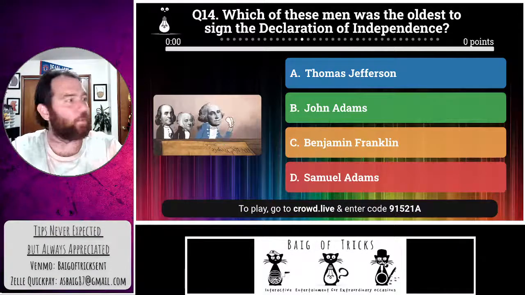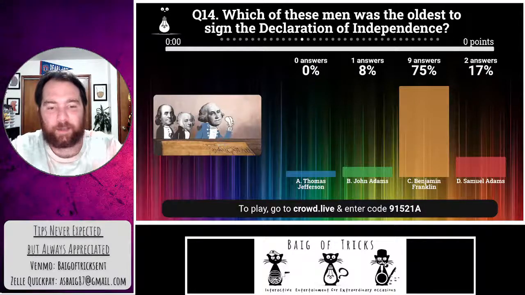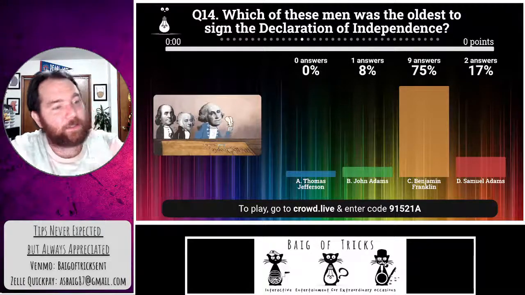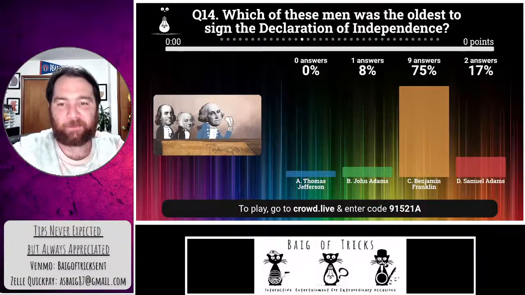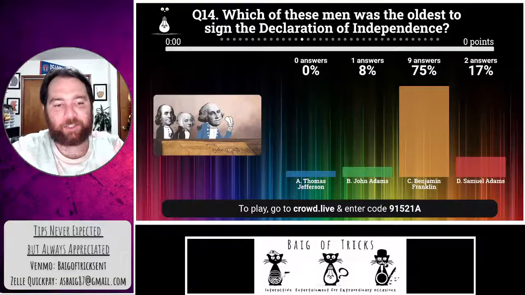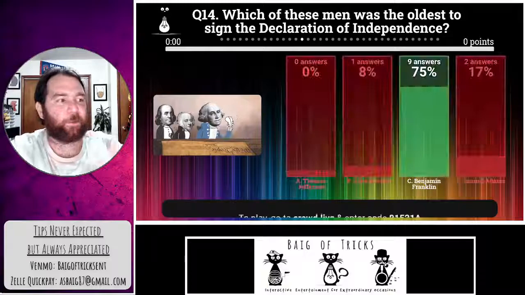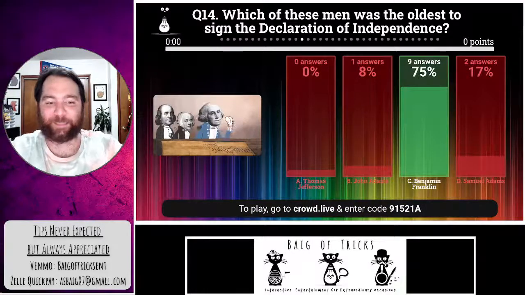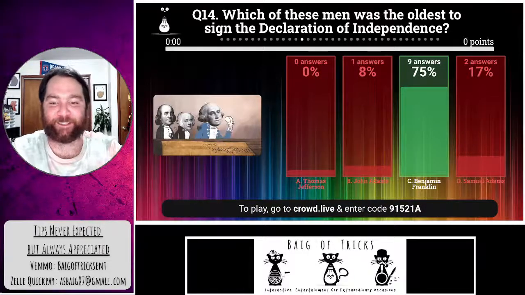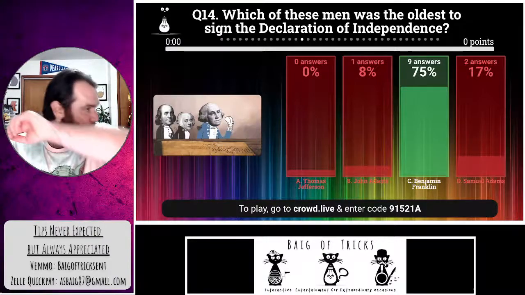All right, everybody's in. One person said John Adams. 2 people said Samuel Adams. 9 people said Benjamin Franklin. 9 people were correct. He was an elder statesman by this time. Benjamin Franklin, the correct answer. Great job.